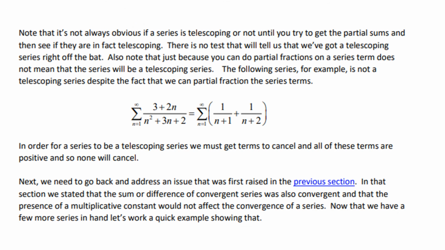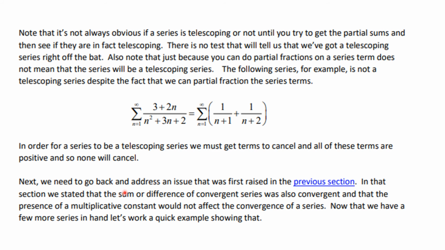Note that it's not always obvious if a series is telescoping or not until you try to get the partial sums and actually check to see that things are telescoping. And there's no test to tell us if we got a telescoping series right off the bat. And in fact, you might say, well, anytime I can do partial fractions, that's true. No, that's not a test, because here you can do partial fractions on this series and this expression and get this. But notice this is not going to collapse. It's not going to be telescoping because the sign in the middle is positive. So both of those are positive. Nothing is going to cancel out.